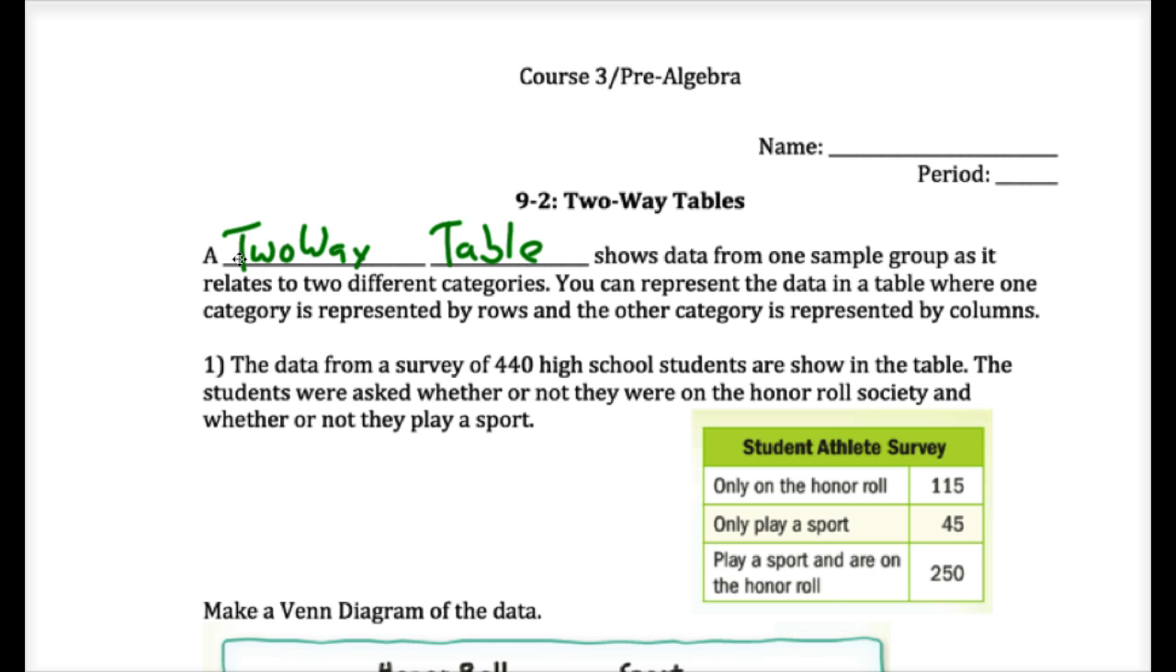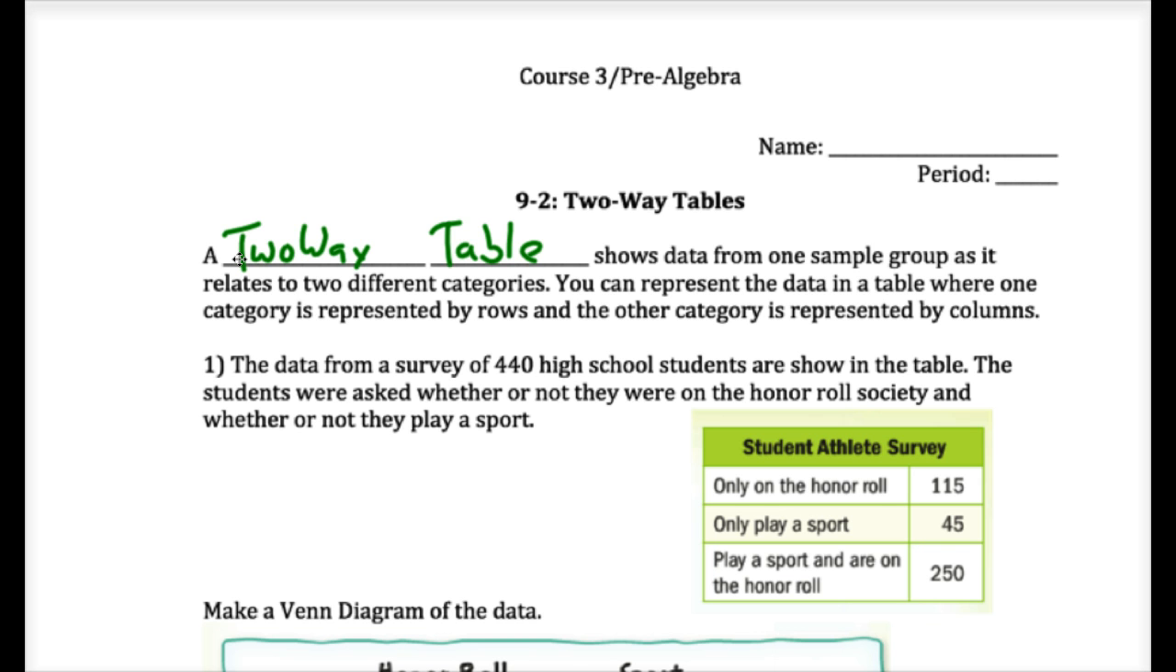Go ahead, Trace. You only play a sport, but you're not on the honor roll. Very smart. Trace is playing a sport, but he's not on the honor roll. What's the fourth and final answer a kid could give? There are only four answers here. Neither. So say it more intelligently than that. They don't play a sport and they're not on the honor roll. Okay, so those are the only four things that could happen.